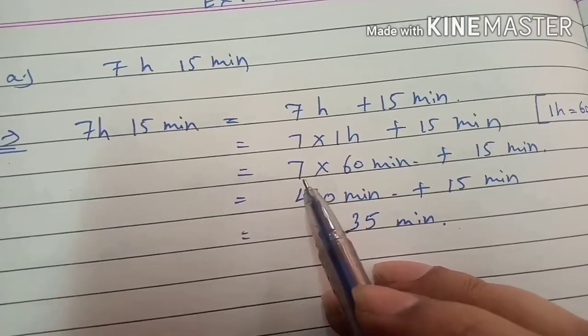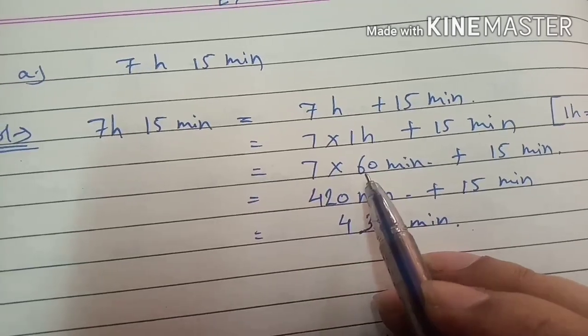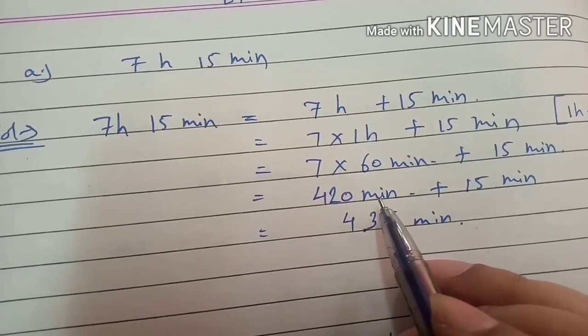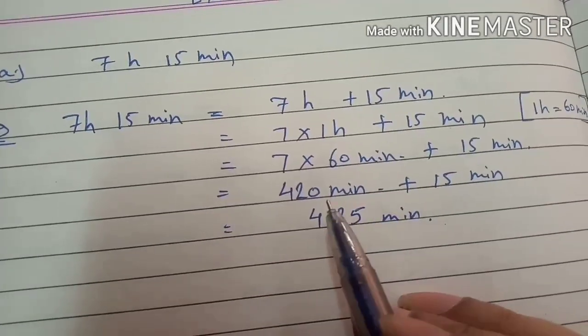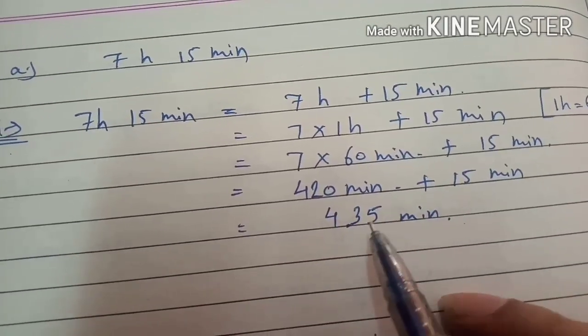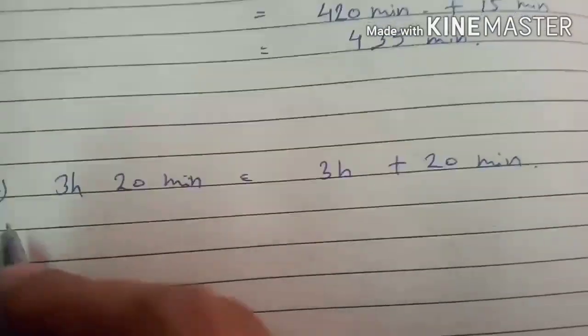Now we will multiply. When we multiply 7 by 60, we get 420 minutes. Now, in the last step, we will add. So our final answer is 435 minutes. Now we will take one more example for more clarification.